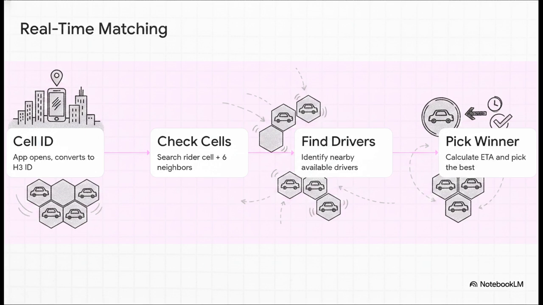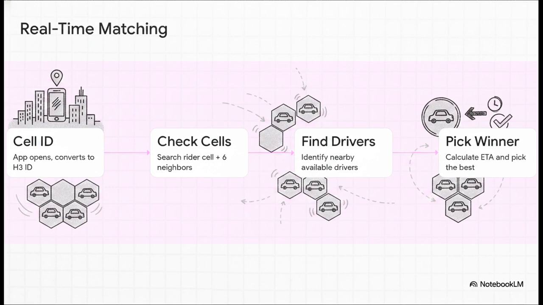Boom. In milliseconds, your exact phone GPS turns into an H3 cell ID. The database instantly pulls up your cell, plus the 6 adjoining hexagons. It completely ignores the rest of the planet. Inside that tiny 7-cell cluster, the database finds exactly 4 available drivers. Now, instead of calculating distances for millions of cars, it calculates a precise, real-time ETA for just those 4 specific drivers, taking live traffic into account.